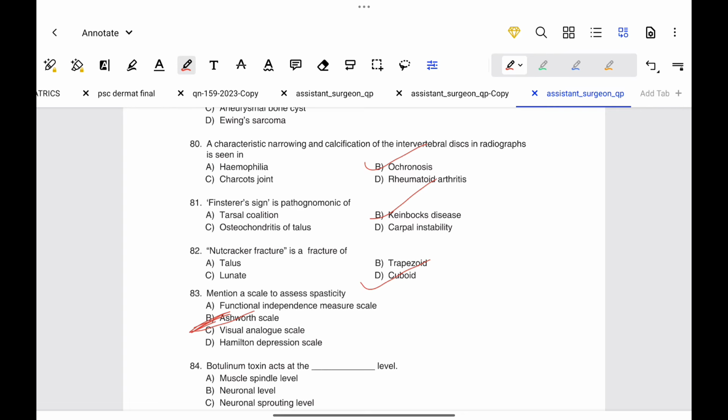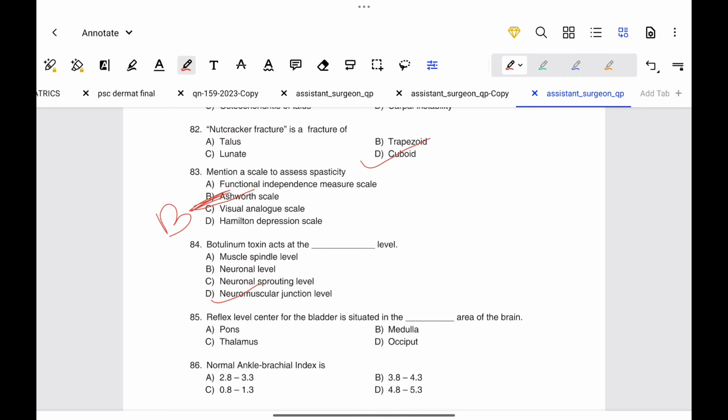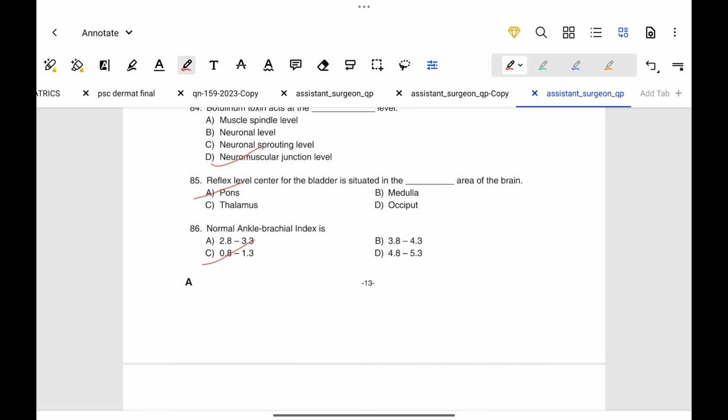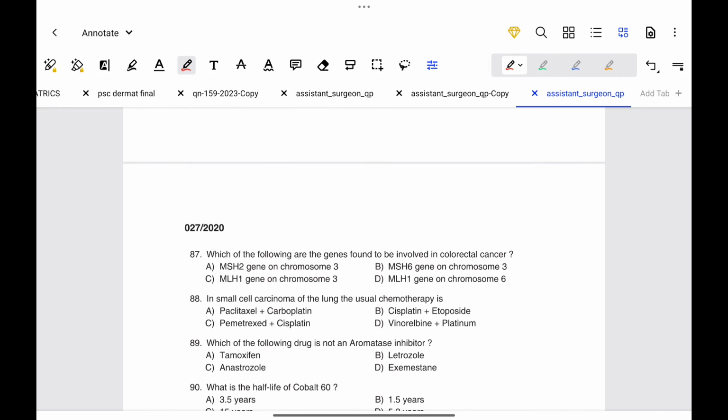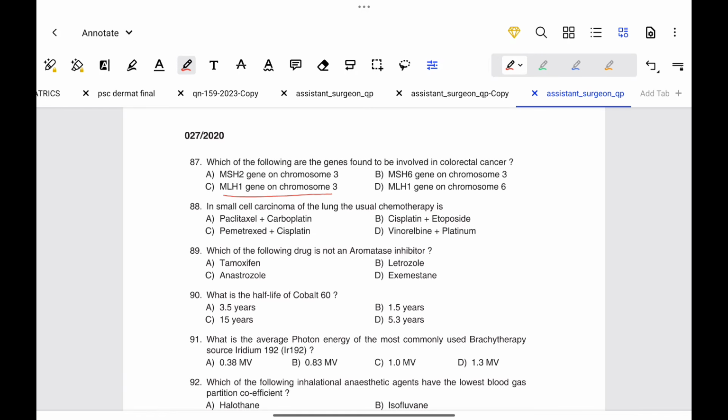Option B. Botulinum toxin acts at the level of the neuromuscular junction. Reflex center for the bladder is situated in the pons. Option A. Normal ankle brachial index is 0.8 to 1.3. Which of the following genes are found to be involved in colorectal carcinoma? It is MLH1 gene on chromosome 3. In small cell carcinoma of the lung, the usual chemotherapy is cisplatin plus etoposide.